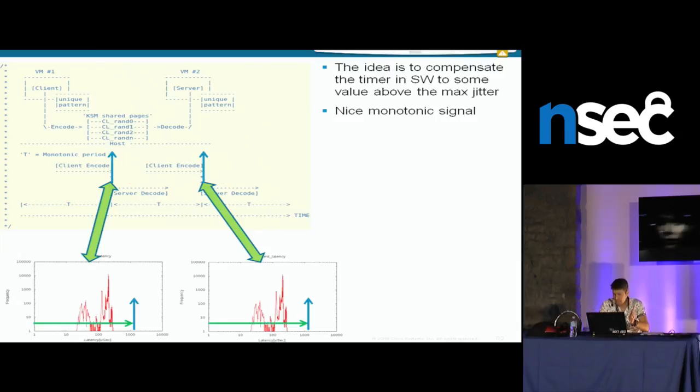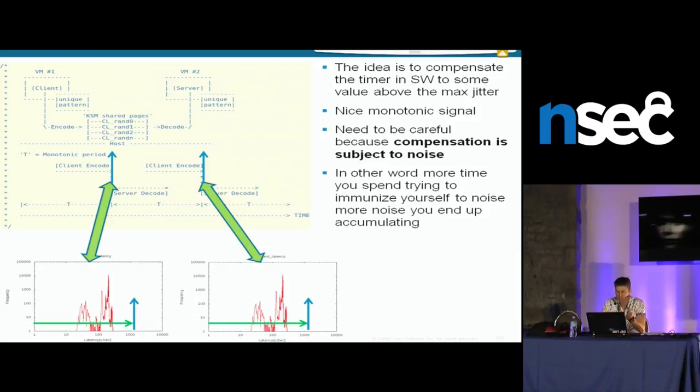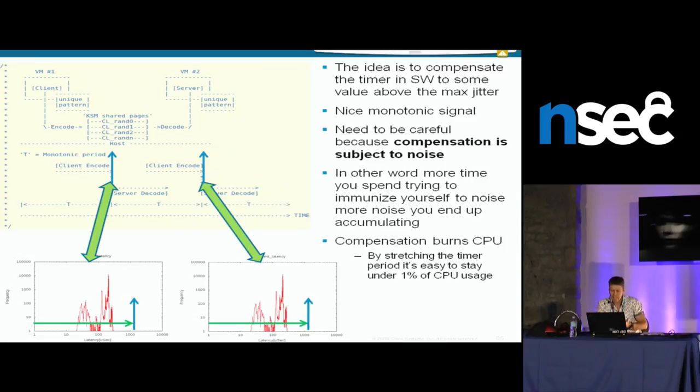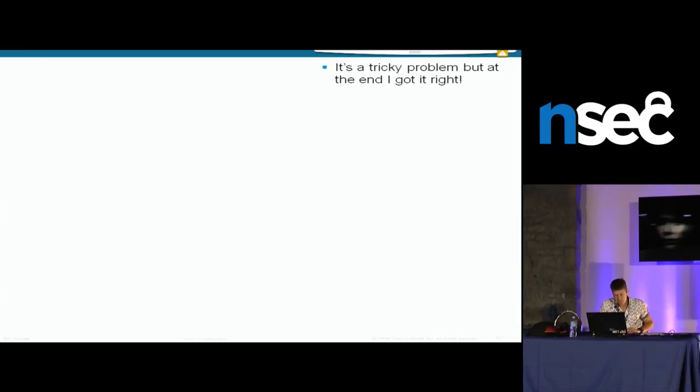So the idea I had is to basically compensate those timers in software, using some value that goes above something I define as the maximum jitter. In theory, this should give us a nice monotonic signal. There is one catch: you have to be very careful with this, because the compensation, whatever type you do, is subject to noise. In other words, the more time you spend trying to immunize yourself to noise, the more noise you end up accumulating. Obviously, the compensation on its own will burn CPU, but that's fine. All we have to do is stretch the timer period to something bigger, and then we can compensate within it. It's a tricky problem. In the end, I got it right.